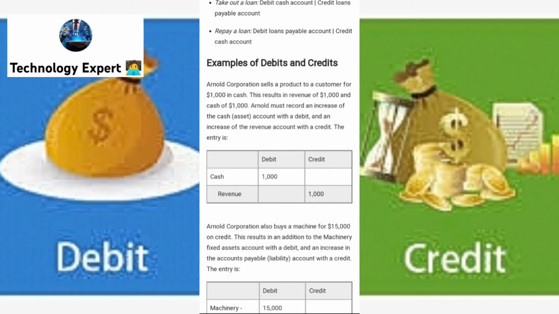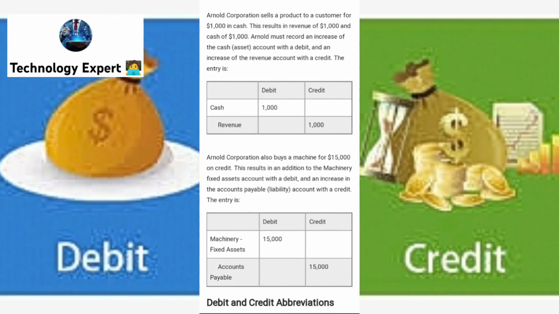Moreover, here we have examples of debit and credit. Arnett Corporation sells a product to a customer for $1,000 in cash. This results in revenue of $1,000 and cash of $1,000. Arnett must record an increase of the cash, which is an asset account, with a debit, and an increase of the revenue account with a credit. The entry looks like this.